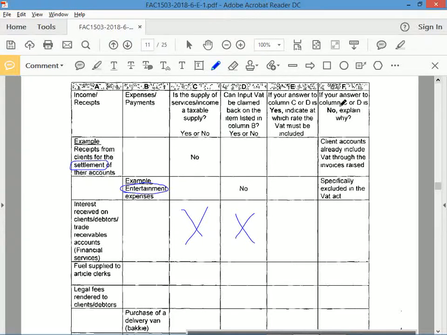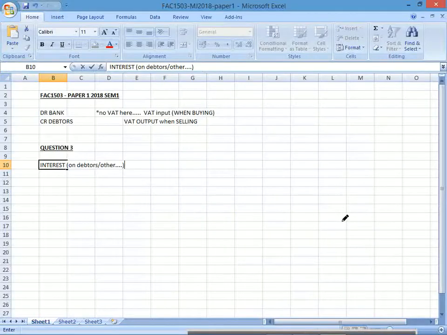If your answer to column C or D is no, explain why. Okay, so it's that column. You would tick it, you would write something in there. This is what you would write in. Right, interest is exempt. It's an exempt supply. That you'll just study from your notes.